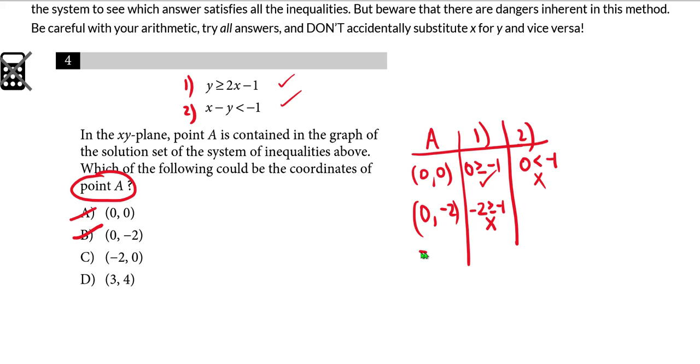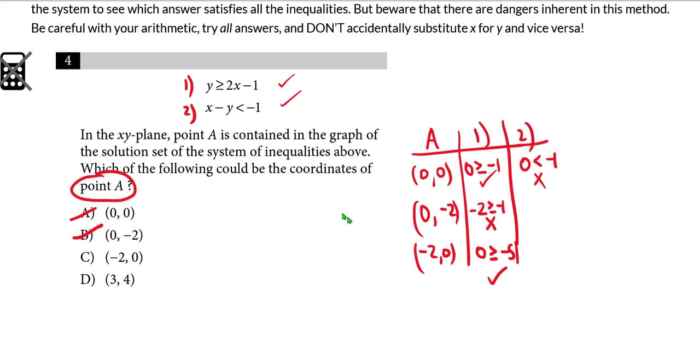Answer choice C is negative 2 comma 0. Negative 2 comma 0 for the first inequality. The 0 goes in for y. And then I have 0 is greater than or equal to negative 2 times 2, which is negative 4, minus 1 is negative 5. Indeed, that does work. 0 is greater than or equal to negative 5.